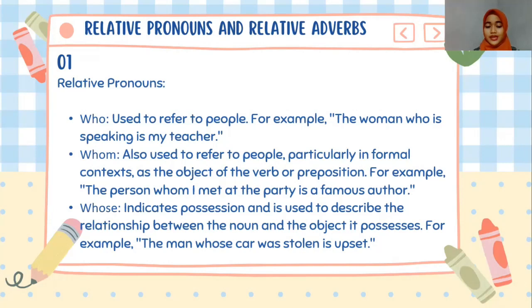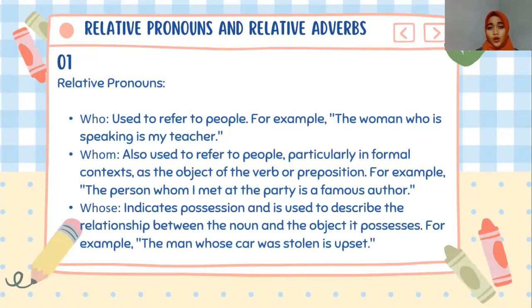Here is an explanation of common relative pronouns and relative adverbs. And this is the relative pronouns, such as who, used to refer to people. For example, the woman who is speaking is my teacher. And the second, whom, also used to refer to people, particularly in formal context, as the object of the verb or preposition. For example, the person whom I met at the party is a famous author.